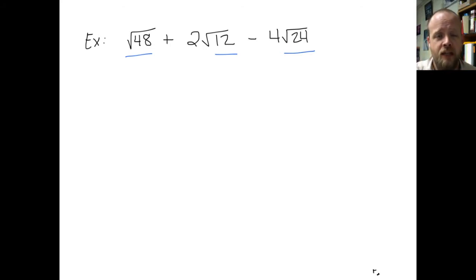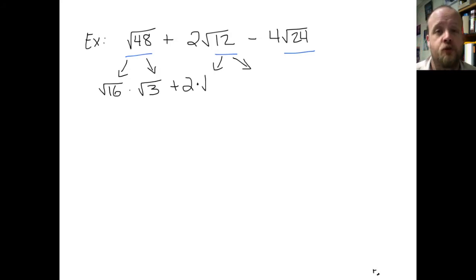So 48, if we look at our perfect squares, can be broken into the square root of 16 times the square root of 3. 16 times 3 is 48. We'll add that to 2 times, well, square root of 12 breaks into the square root of 4 times the square root of 3. And we'll subtract 4 times the square root of 24, which breaks into the square root of 4 times the square root of 6.